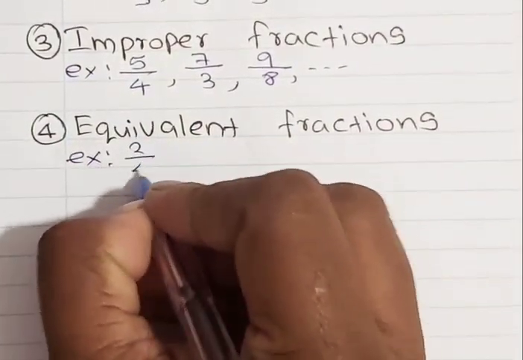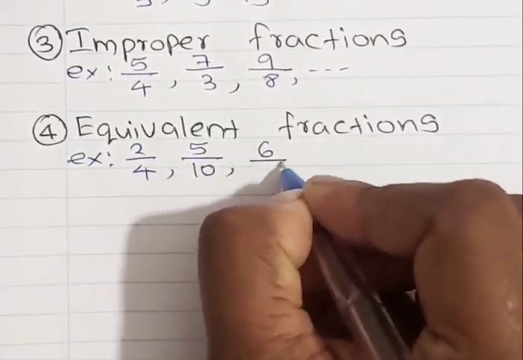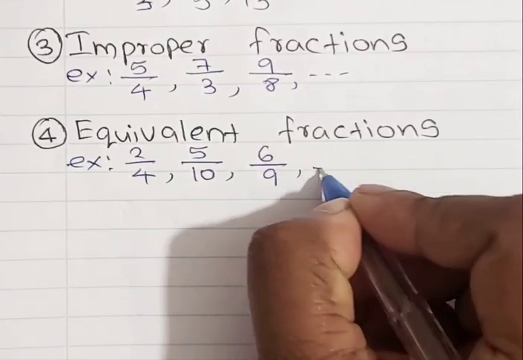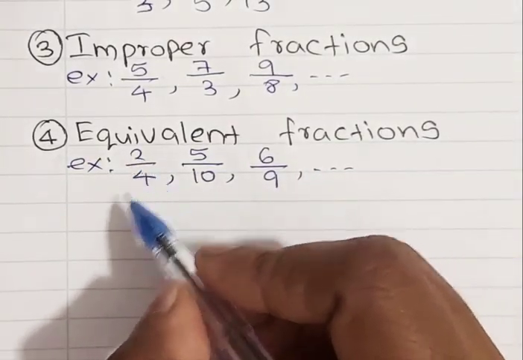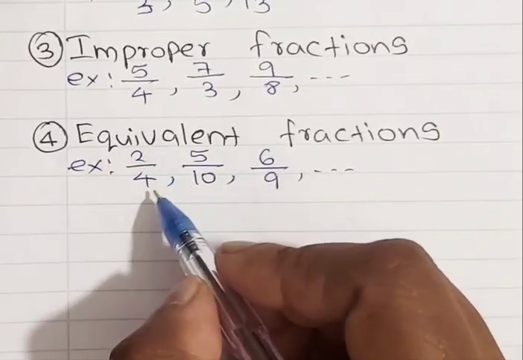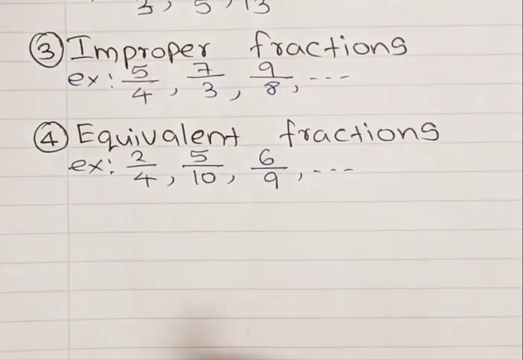So 2/4 and 5/10 and 6/9. You can see that in every fraction there are common factors in the numerator and denominator. The upper number and the lower number can be divided by the same value, right? So those kinds of fractions we call equivalent fractions.